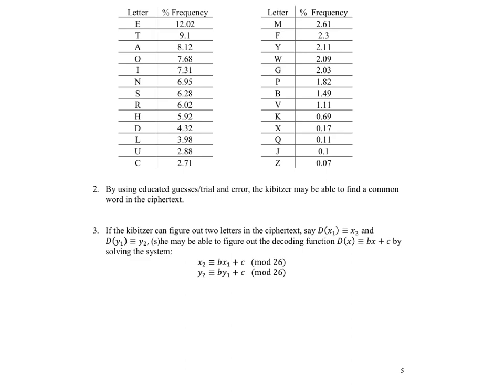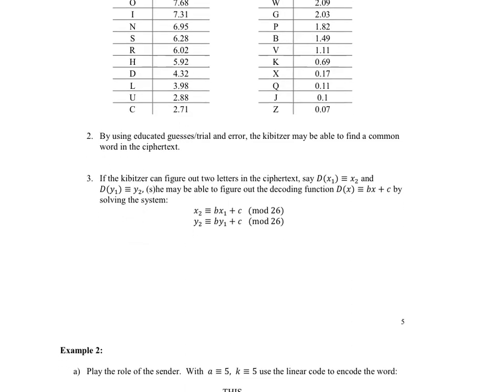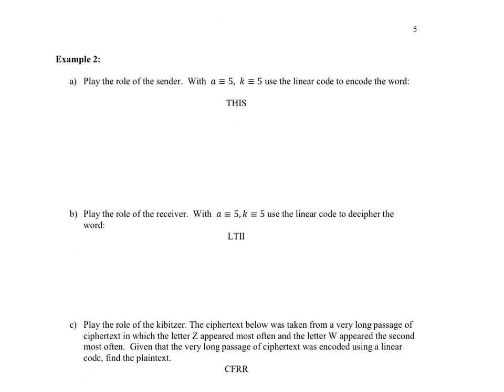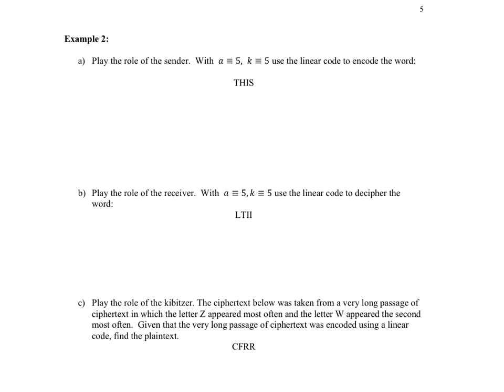So let's give this a try on the next page in terms of playing the role of the sender, the receiver, and the kibitzer. So first, the sender wants to send away the word this. So let's set up the encoding function. Okay, so we're going to be encoding each one of these letters, and we're given that the A value is 5, so I'll write 5, and then an open bracket and close bracket for whatever T is, and then the K value here is also 5, so I'll write 5 for that.